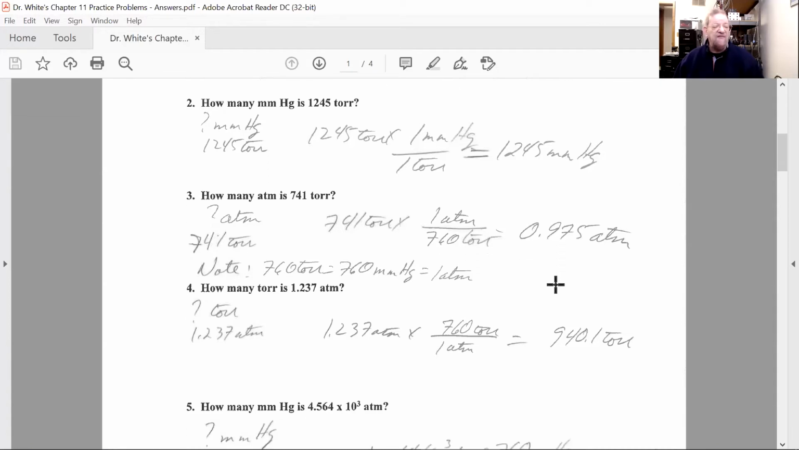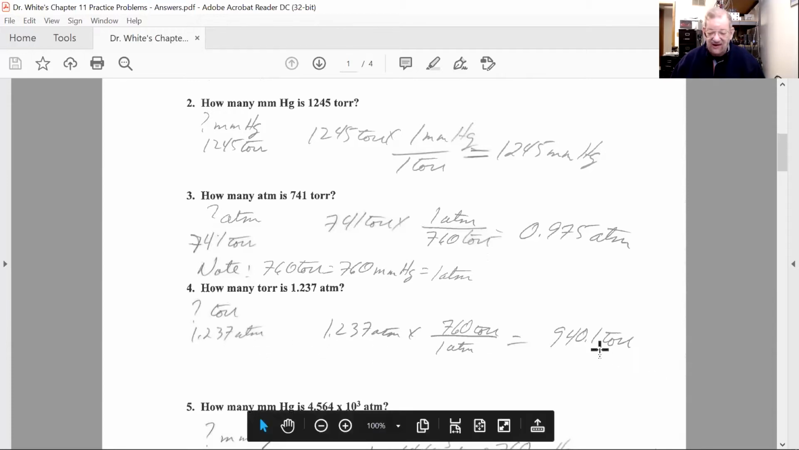Now, if we look at 4, it is how many torr is 1.237 atmospheres. What are we trying to find? Torr. What are we given? Atmospheres. We start with this. We're trying to get to torr.